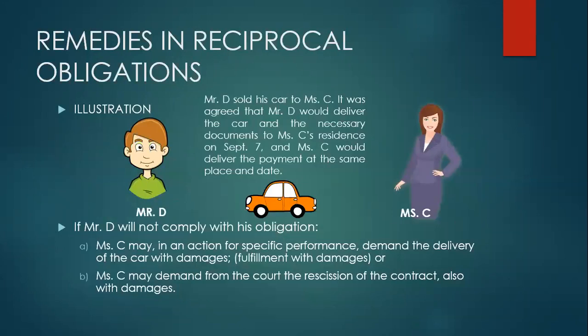So let us discuss by illustration. Mr. D sold his car to Miss C. It was agreed that Mr. D would deliver the car and the necessary documents to Miss C's residence on September 7, and Miss C would deliver the payment at the same time and place. So here, the example is a reciprocal obligation because this is a contract of sale.